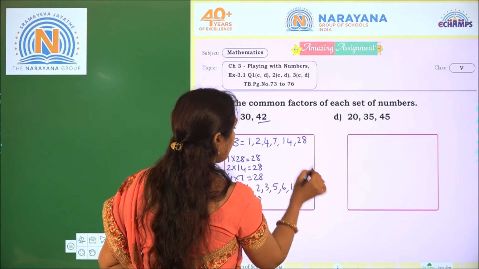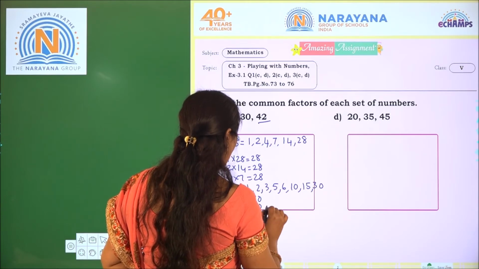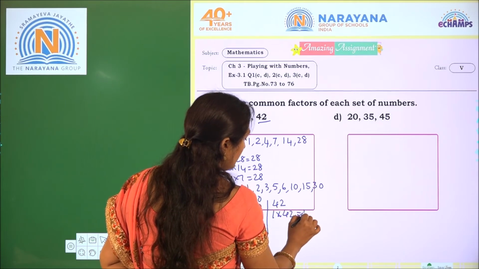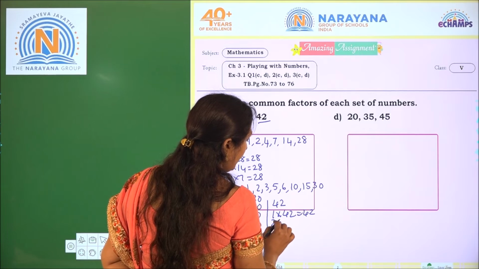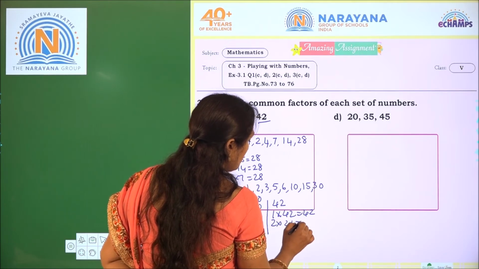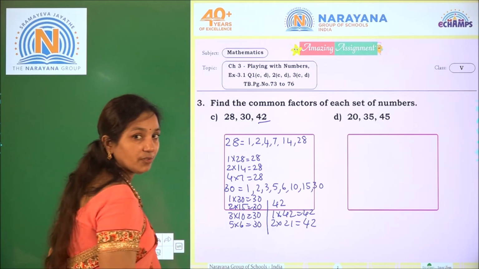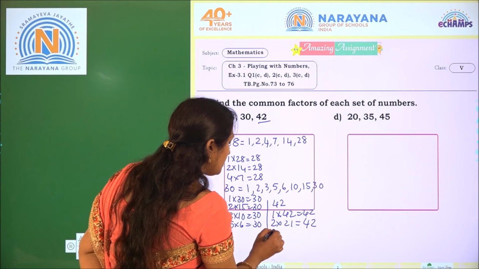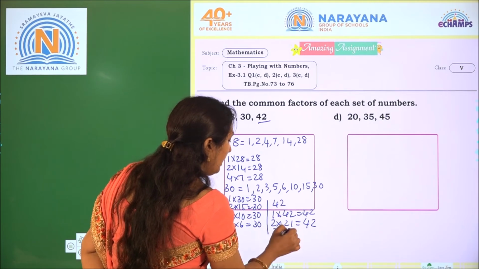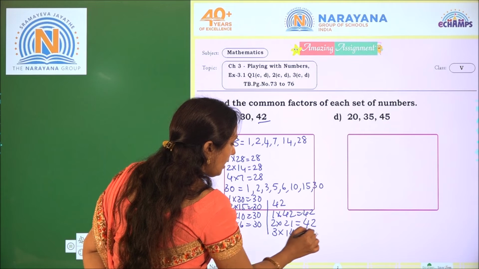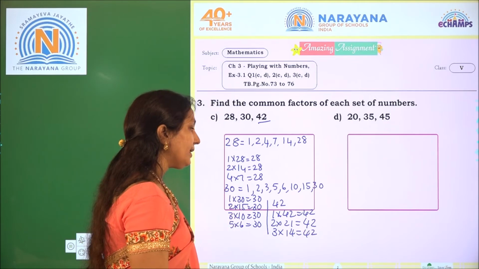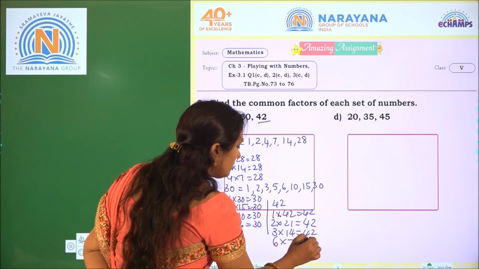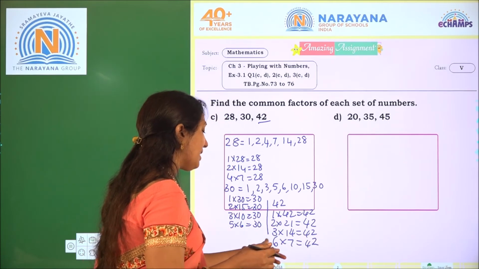Now coming to 42. Write the factors of 42. 1 into 42 is 42. In the 2 table, how many times? 2 21s are 42. And coming to the 3 table, yes. How many times? 3 14s are 42. And the 4 table? No. The 5 table? No. The 6 table, 6 7s are 42. Now again 7 6s are 42.